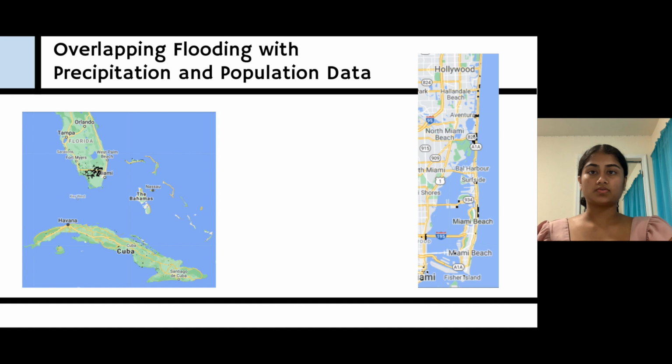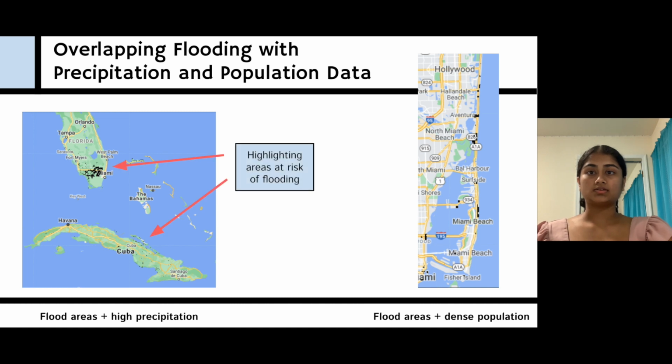Here's an example of overlapping flood areas with high precipitation and with dense population. This method allowed us to highlight areas at risk of flooding and identify vulnerable populations in our area of interest, as shown in black.